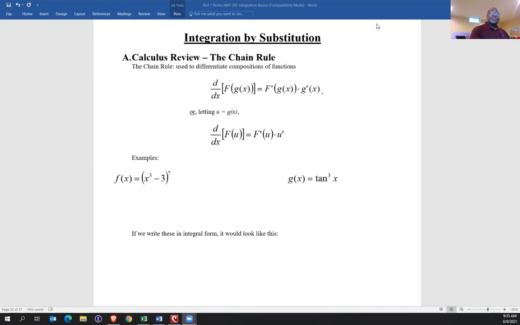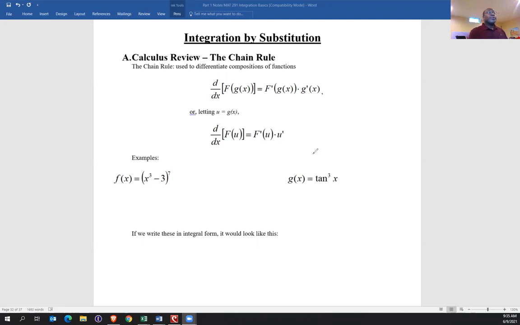So before we get into the integration by substitution, let's take a moment to review the chain rule for differentiation. So now, if you recall, the chain rule is a rule that's used to differentiate compositions of functions. And a composition of functions, if you remember, more or less, is just having a function inside of a function.